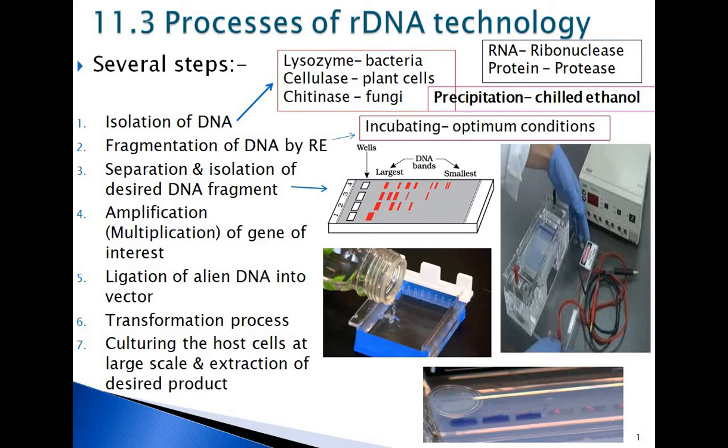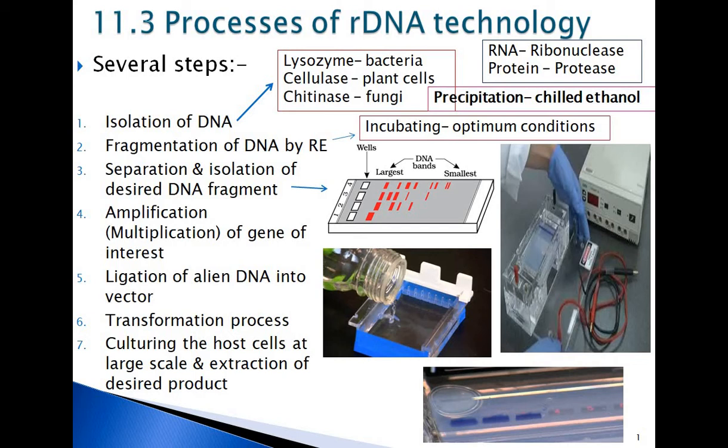For that, if it is a bacterial cell, we would use the lysozyme enzyme. If it is a plant cell, then we will use the cellulase enzyme. And if it is a fungus, then we would use chitinase. As I mentioned earlier, ASE stands for enzyme. So wherever you see the suffix ASE, then it is an enzyme. So for isolation of the DNA, we need to break the membrane. For that, we would use the specific enzyme for the specific organism.